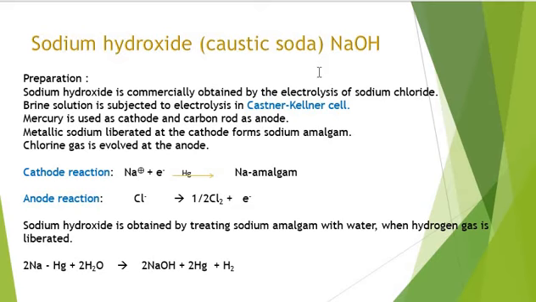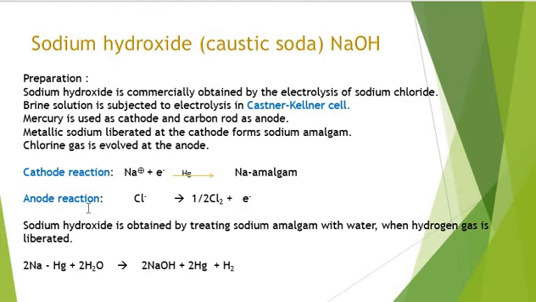Sodium chloride is dissolved in water, and a saturated solution is prepared, which is called as brine solution, and this saturated solution is electrolyzed in a cell called Castner-Kellner cell. Mercury is used as cathode and carbon is used as anode. Metallic sodium liberated at cathode used to form sodium amalgam.